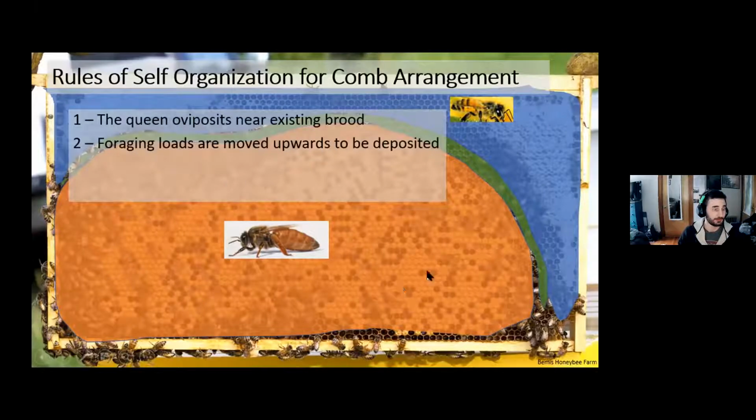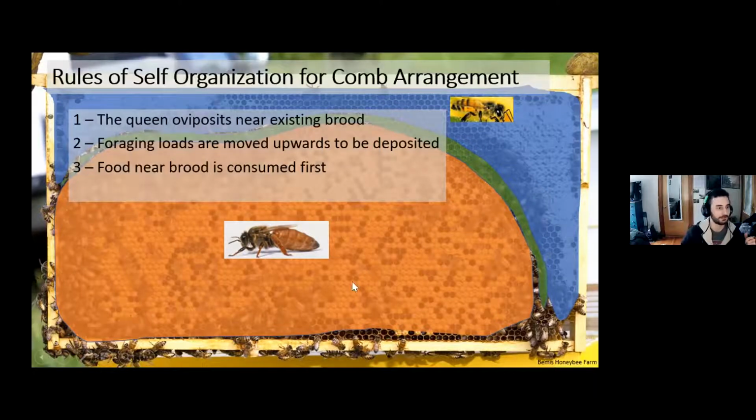And so what you might have noticed is that this means that the workers depositing the foraging loads and the queen are all sort of in competition for this central lower area in the colony to drop off their foraging loads or their eggs. So the reason that the brood is maintained is because food that is stored near the brood is consumed first.